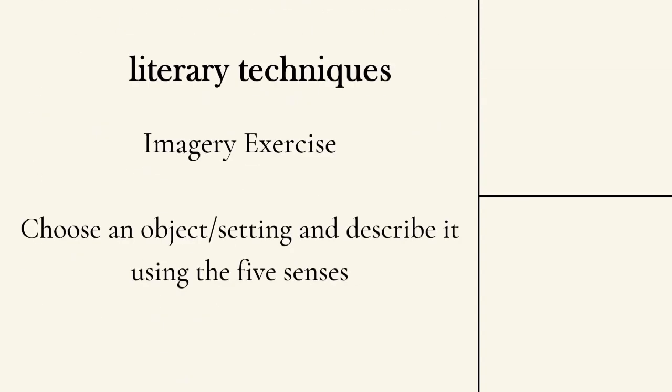So for an exercise for imagery, I would like you to choose an object or a setting, any object around your house, or around wherever you are. Just pick an object, or just decide on a setting. It may be a place that you've been to, or maybe somewhere that you've not been to. Maybe you're looking at a picture on the net or something. Just choose an object or setting and then describe it using the five senses. Okay.